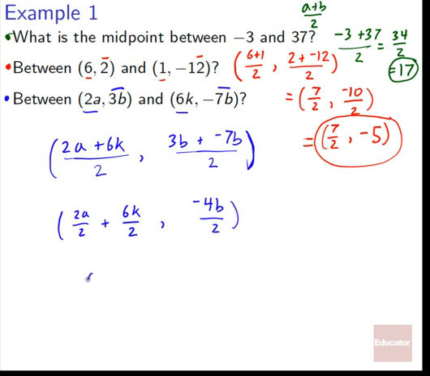So 2a over 2, that becomes just a. 6k over 2, that becomes 3k. Not a comma. They're combined together through addition, but they can't do anything more, right? A and k don't speak the same language, so they can't combine. But we've got a plus 3k. We know that's what our horizontal location is. So if we are given a and k later, we can easily get what the midpoint is in terms of actual numbers. Negative 4b over 2, that's negative 2b. There we are.